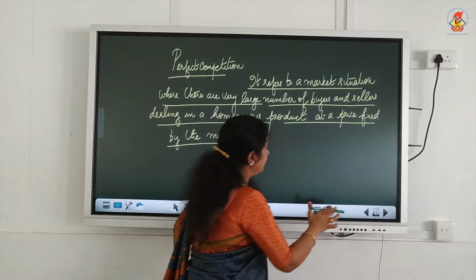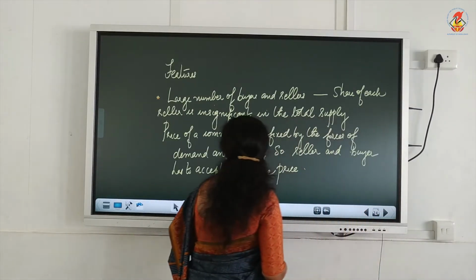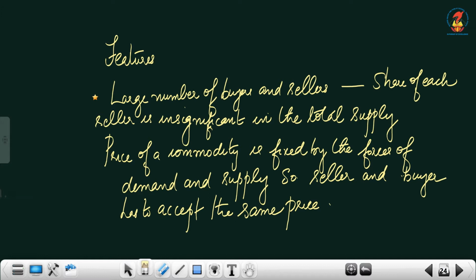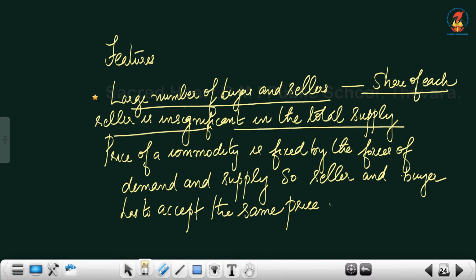Now, the features of a perfect competition is the next topic that you have to learn. From the definition itself you can see: large number of buyers and sellers. There will be a large number of buyers and sellers in the market. Therefore, the share of each seller is insignificant in the total supply. How much is being given to each seller?